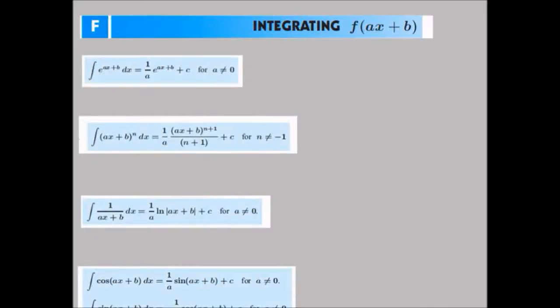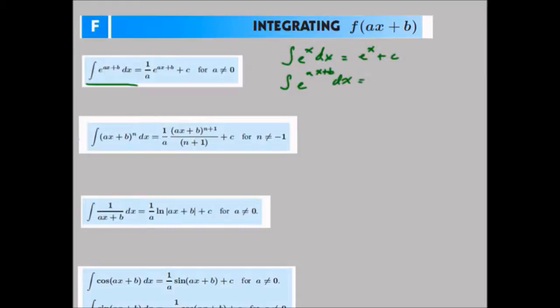So back to integrating this first one. The integral of e to the power of ax plus b dx. Before, let's just think back, when we just had the integral of e to the x dx, that was equal to e to the x plus our constant of integration c. Now we have something more complicated in our exponent, ax plus b.